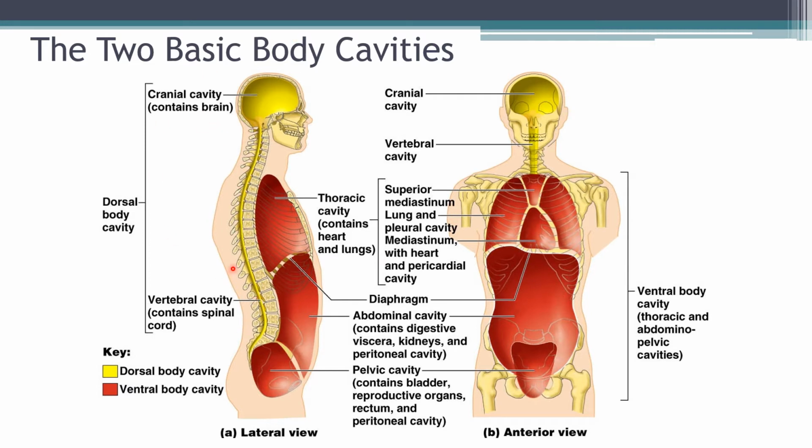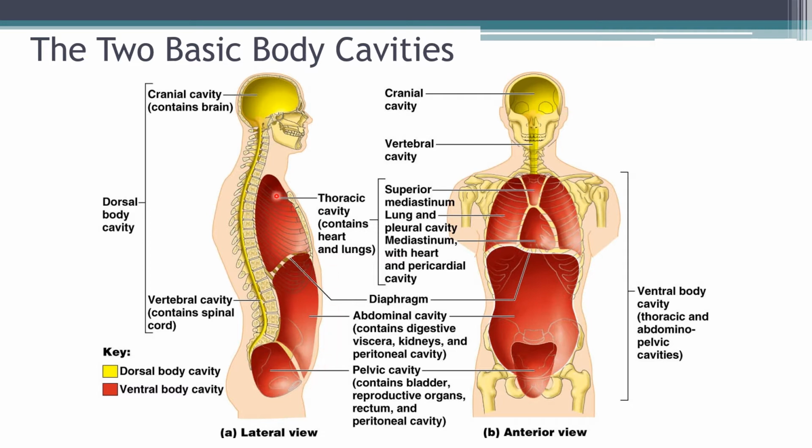So the dorsal body cavity is actually really simple. Right? Now you can see it from lateral view here, and then also from the anterior view here. Right? Cranial cavity up here, vertebral cavity down here, and those two are part of the dorsal cavity. Okay? So next would be the ventral body cavity.